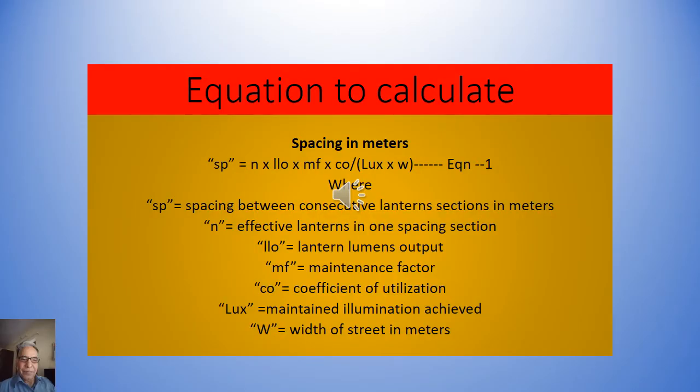Now the equation for calculating the spacing is given with the following equation. SP equals N into LLO into MF into CO, divided by lux, divided by W width. Equation number 1, where SP is spacing between consecutive lantern sections in meters, N is the effective number of lanterns in one spacing section, LLO is lantern lumen output, MF is maintenance factor, CO is coefficient of utilization, and lux is the maintained illumination achieved by such design. W is the width of the street in meters.